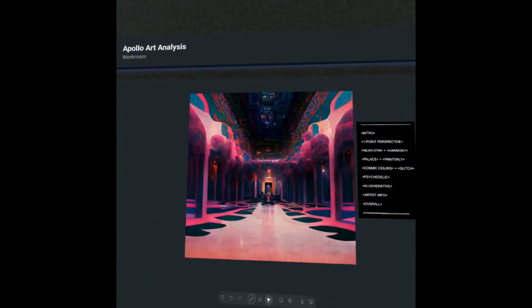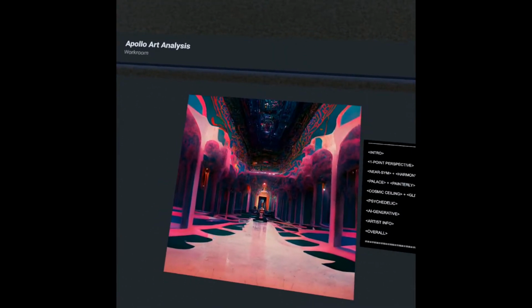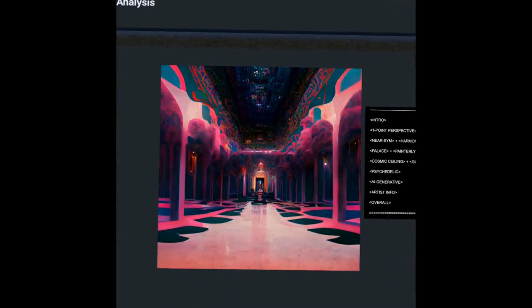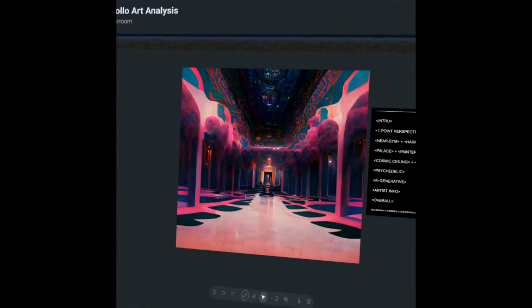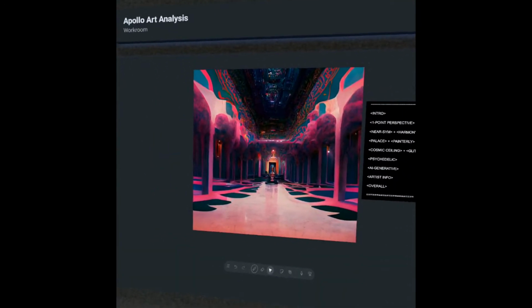In this episode, we're going to take a look at a piece by the AI generative artist Diffusion Dreams. We're going to talk about this one-point perspective here, a little bit about harmonious near symmetry, and then we're also going to talk about the profound palaces of the psychedelic dreamscapes. Let's jump right into it.